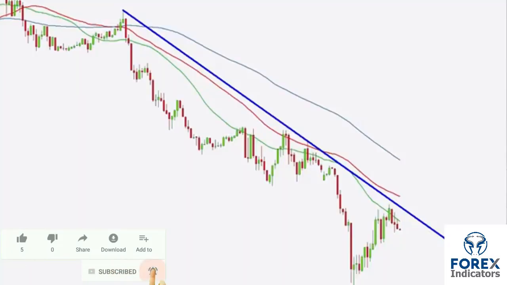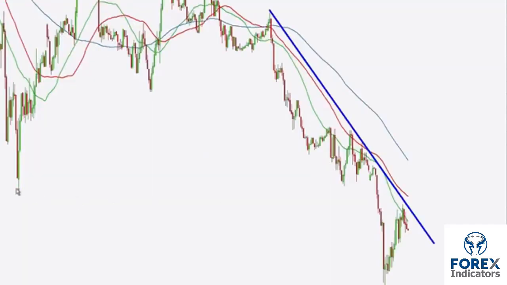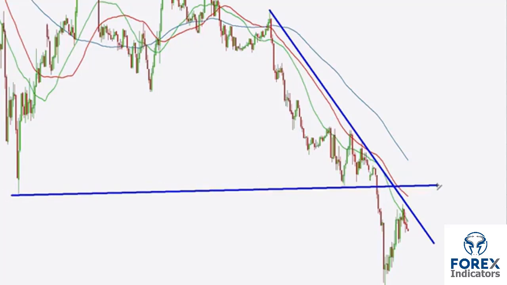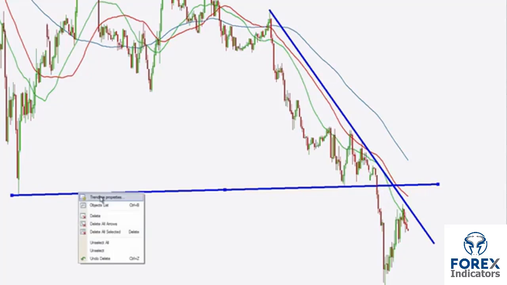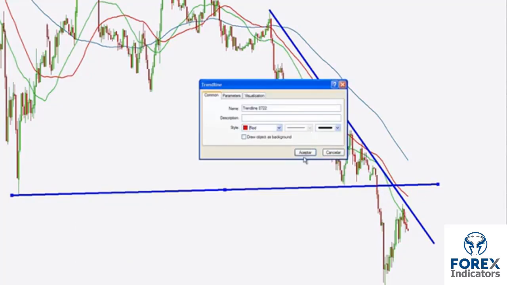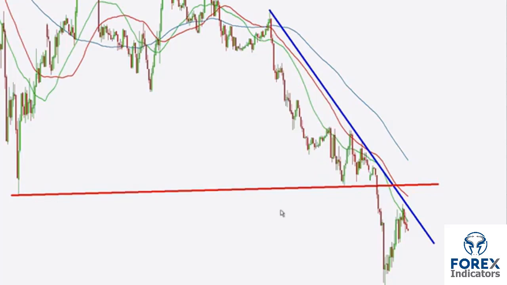Okay, we are back at our sterling pound against the American dollar 30 minutes time frame example. This is the trend line we drew a couple of minutes before. Now, if I zoom out, you will notice how we have two swing lows here. We can link them up with a straight line, I'm going to mark that in red.